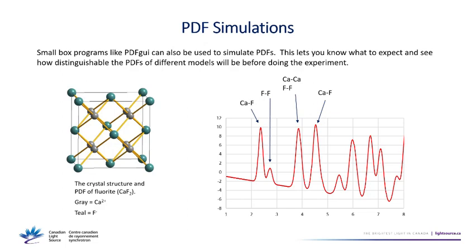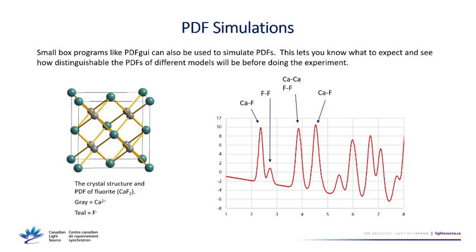And the strongest one is, of course, this one, which is calcium and calcium together. Calcium will be the strongest. And simulating PDFs can be very useful because it gives you a chance to know what to expect from your PDF. And then you can also, if you have a situation where you're thinking about doing a PDF experiment and you want to know, like, if I have this structure or this structure, can I tell them apart from PDF?